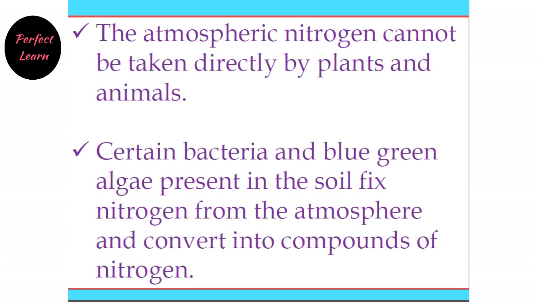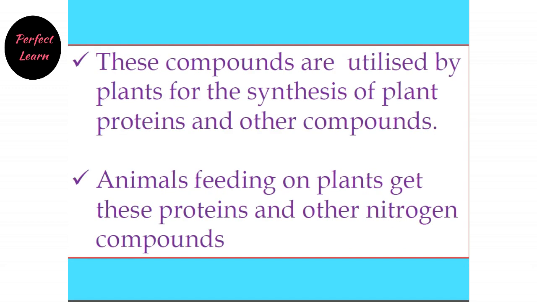Certain bacteria and blue-green algae present in the soil fix nitrogen from the atmosphere and convert it into compounds of nitrogen. These compounds are utilized by the plants for the synthesis of plant proteins and other compounds. Animals feeding on plants get these proteins and other nitrogen compounds.